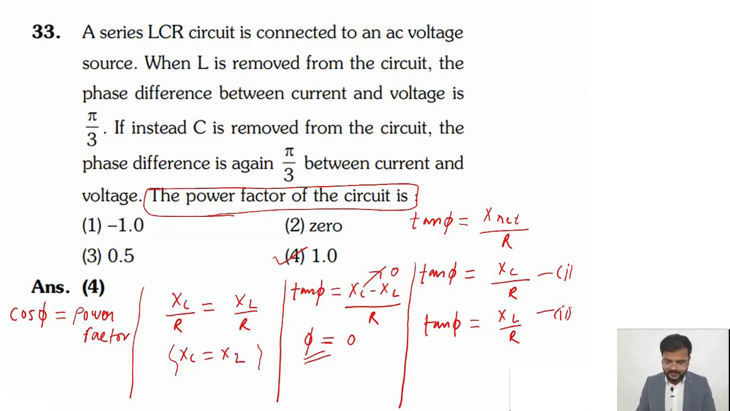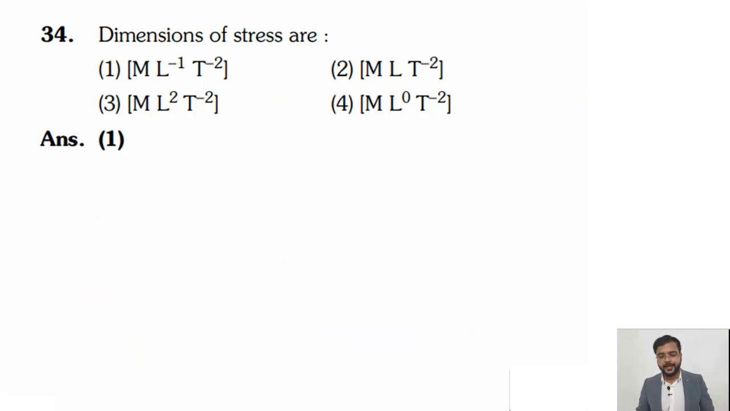Okay, let's see the next question here. The next question is: dimension of the stress. A very simple question. Stress can be written as force by area. What is the dimension of force? Force is mass into acceleration. So the dimension of force can be written as M1 L1 T minus 2, correct?